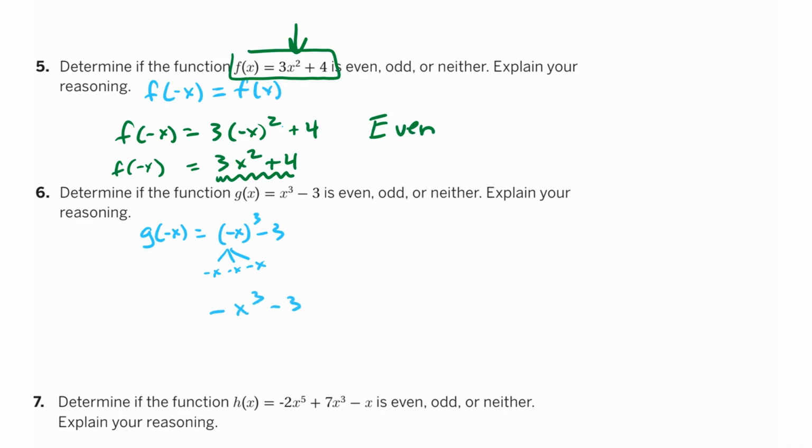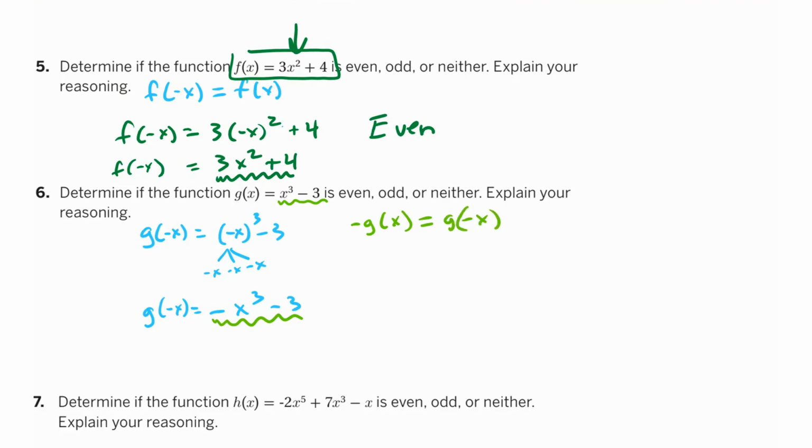minus 3, because when I multiply 3 negatives, it still gives me a negative. I notice here that this function is not equal to where I started. The next thing that we have to check for an odd function is we know that negative g of x should be equal to g of negative x.